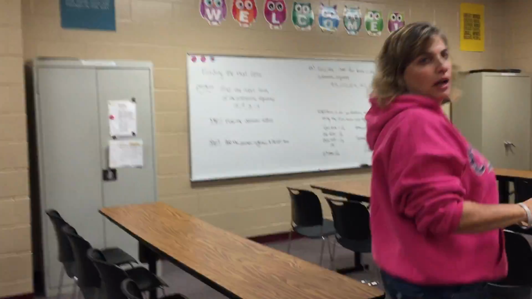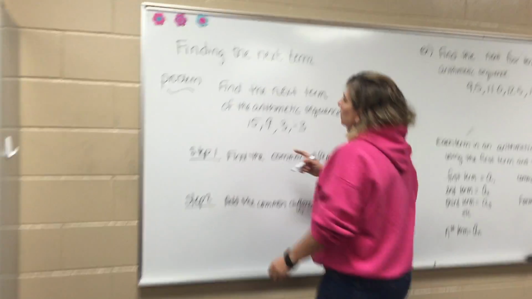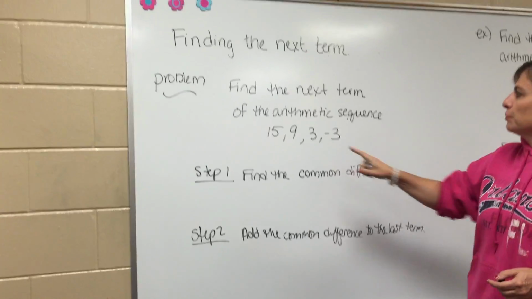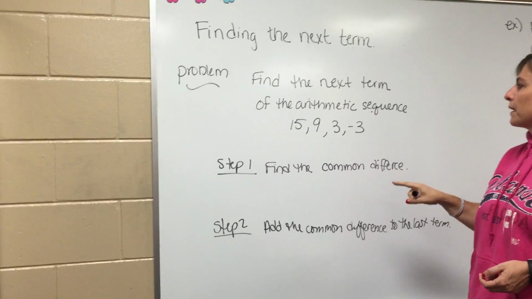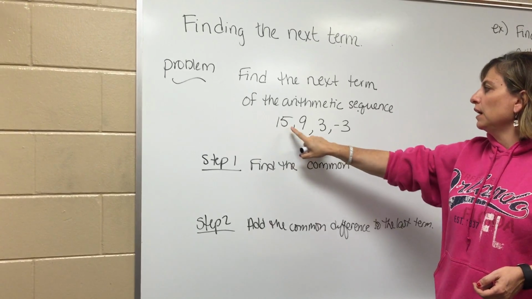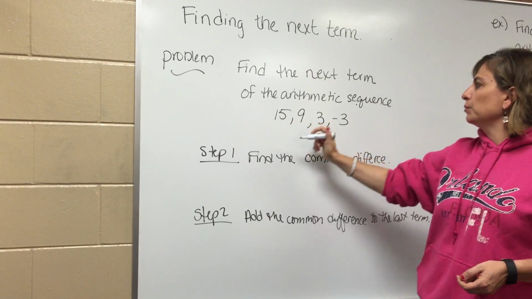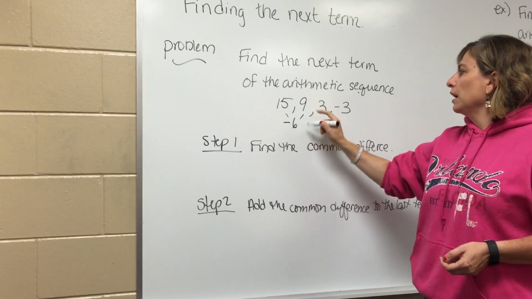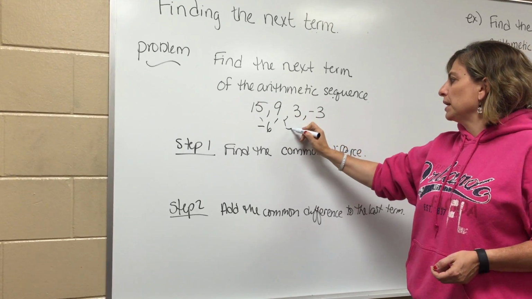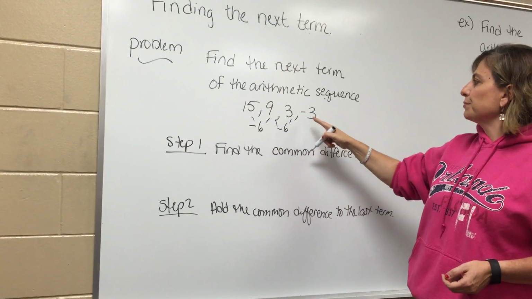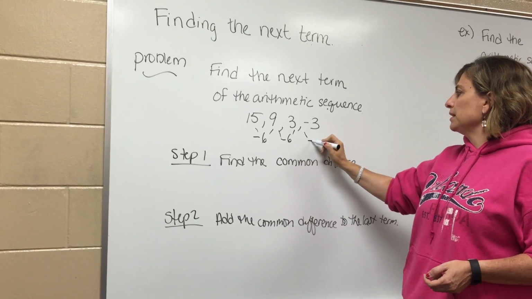Now we're going to try to figure out how to find the next term. So how do we find the next term? Here's your problem. Find the next term of the arithmetic sequence. Okay, so we go from 15. How do we get from 15 to 9? Well, that's a minus 6. How do we get from 9 to 3? Well, that's a minus 6. How do we get from 3 to negative 3? Well, that's a minus 6.